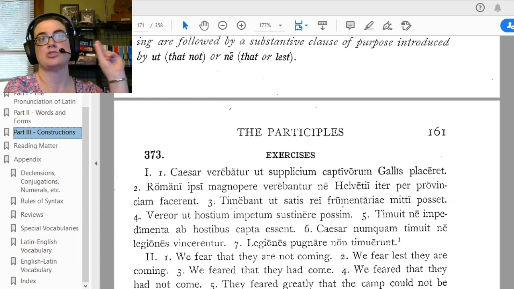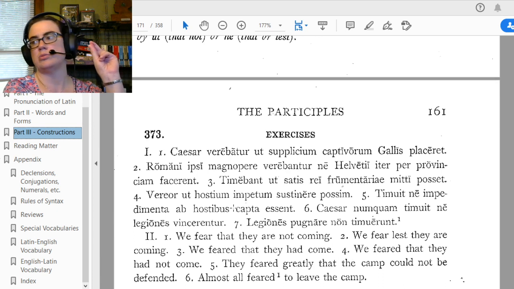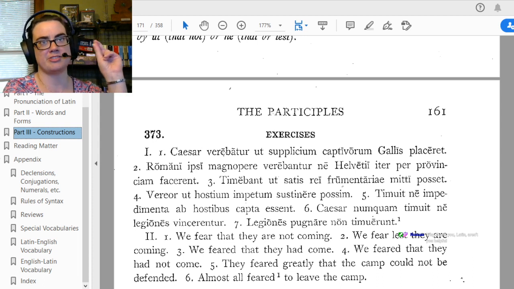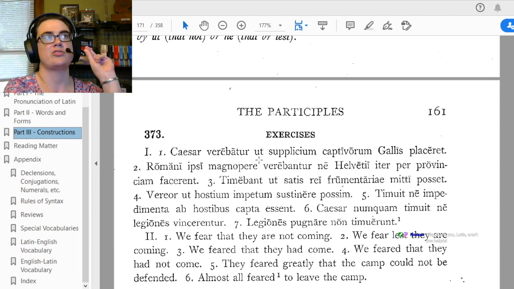Okay. So let's do an example or two. Caesar verebatur ut supplicium captivorum Gallis placeret. Caesar used to fear. So ut, we have to translate as that not. That the appeal of the captives would not be pleasing to the Gauls.